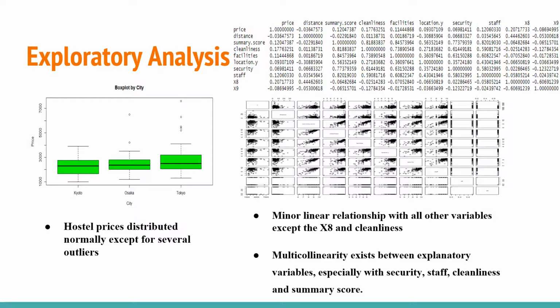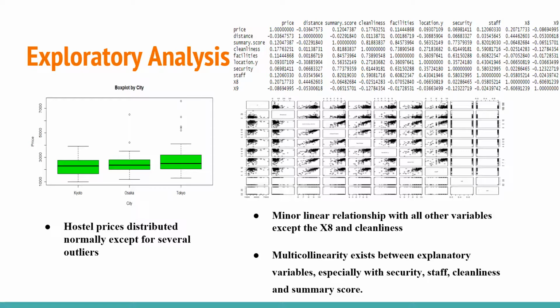Firstly, we constructed the correlation matrix, as we can see on the right-hand side, to get a broad view of the correlation between variables. As shown in the correlation matrix, the response variable seems to have a minor linear relationship with all other variables except x8 and cleanliness. Besides, multi-collinearity exists between explanatory variables, especially security, staff, cleanliness, and summary score. The scatter plot further proves our conclusion that the response variable does not have a linear relationship with all other variables. However, there is a clear association between some explanatory variables, which indicates multi-collinearity.